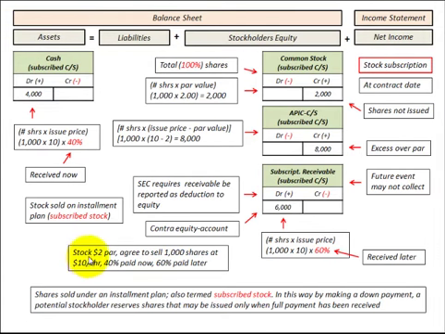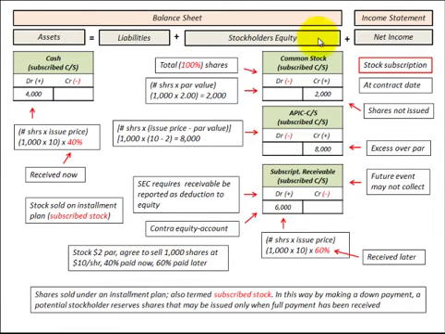So for the example we're going to go through here, I'm going to use the par value method, where we've got $2 par stock, where we agree to sell 1,000 shares of stock for $10 per share, and we're going to require a 40% down payment, and then 60% will be paid later.